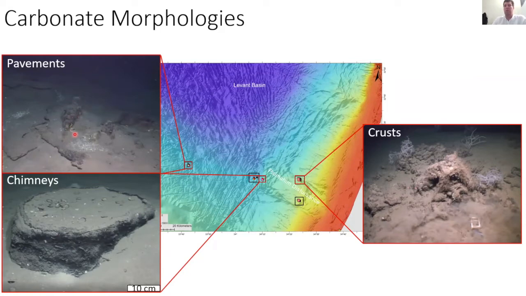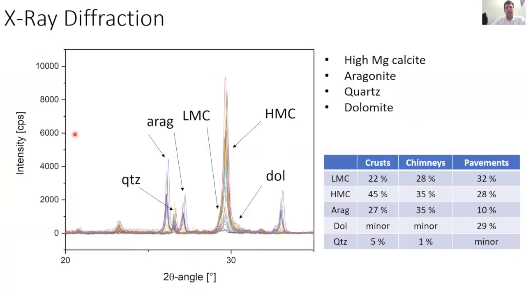We looked at XRD measurements first. We could identify lots of high magnesium calcite and low magnesium calcite. Also, we could identify aragonite and quartz and minor amounts of dolomite. In some samples, the dolomite amount is up to around 30%, while in other samples there are just minor amounts and very high amounts of aragonite and magnesium calcites.